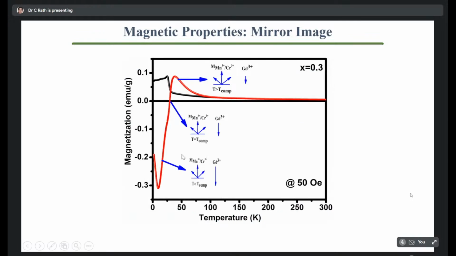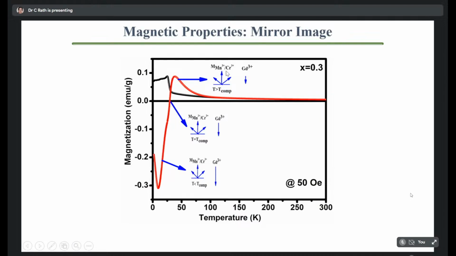And this mechanism, one can see here how one can define this negative magnetization and compensation temperature. As I told, with the external field, this manganese or chromium shows a canted behavior, and this shows a weak ferromagnetic behavior, and this chromium produces an internal field, and that internal field aligns the gadolinium in the opposite direction. Because the internal field always opposes aligning the magnetic moment towards the magnetic field direction. So that internal field aligns the gadolinium in the opposite direction.